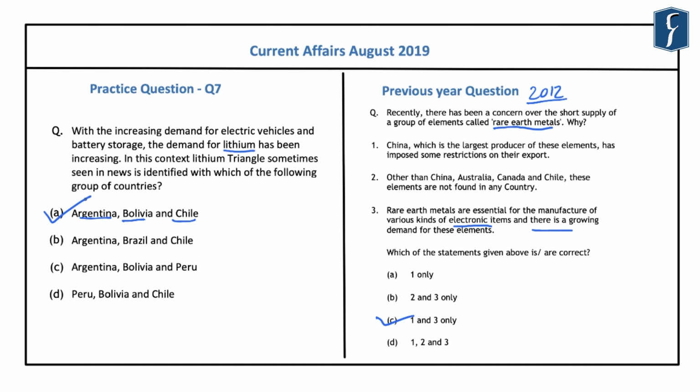Now, this lithium triangle is a contiguous region in these countries, that is Argentina, Chile and Bolivia, which together account for about 54% of the world's lithium resources. So that is why you can expect questions related to such important critical minerals which are sometimes seen in news. As you can see, a question has already been asked related to the rare earth metals in the year 2012. With this, let's take up the next question now.